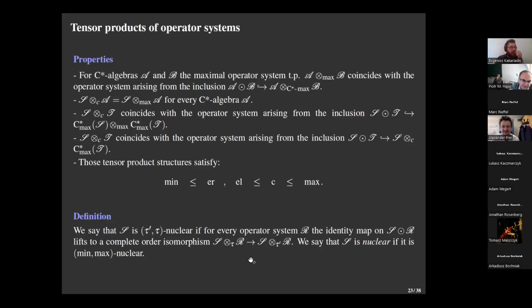Can you go a step further and also define the nuclear dimension of operator systems? That's a very good question. I don't know. I guess the first point would be to abstract the dimension for function systems and then start from there. Yeah, I don't know.